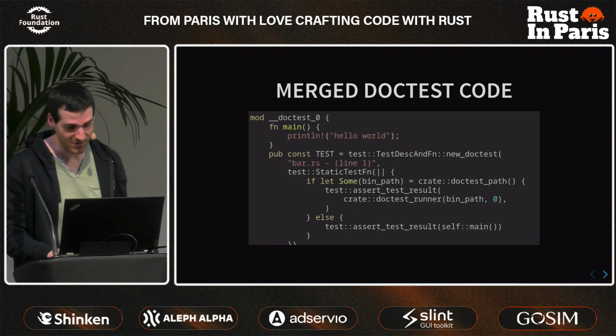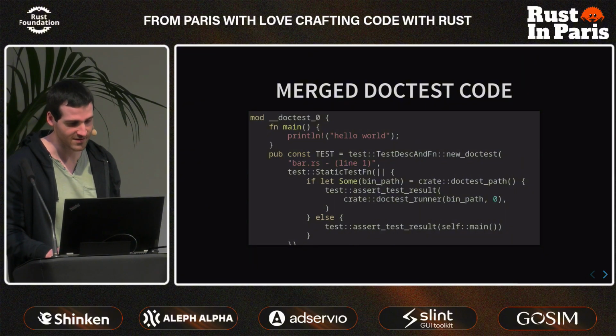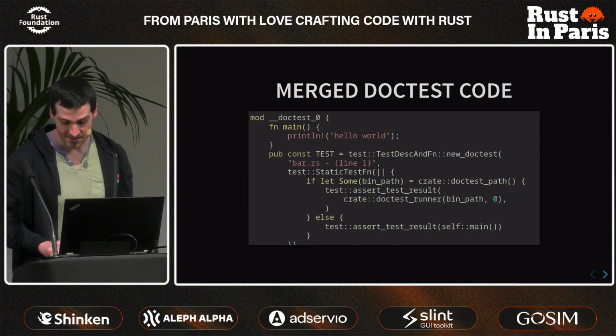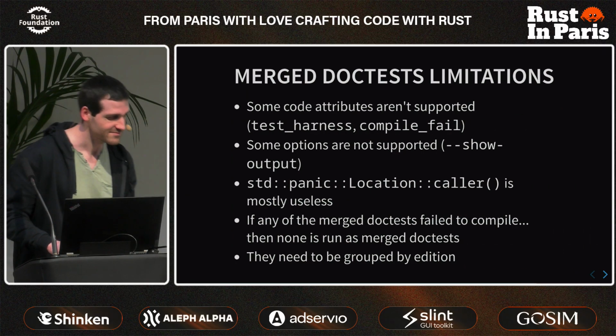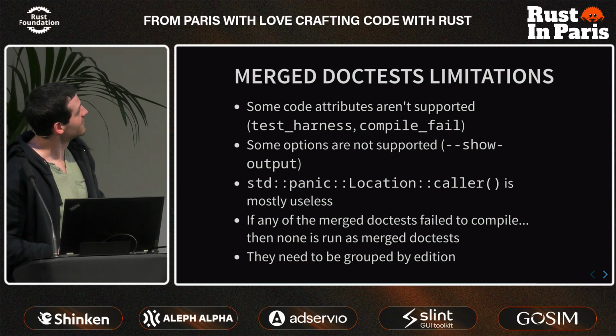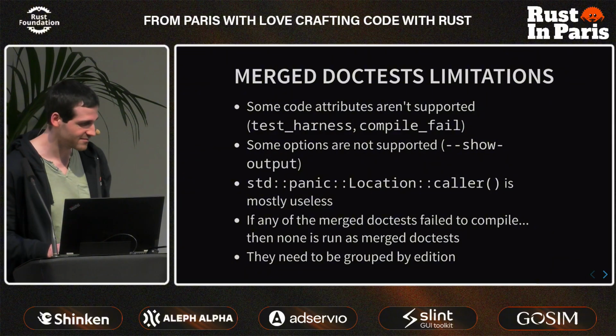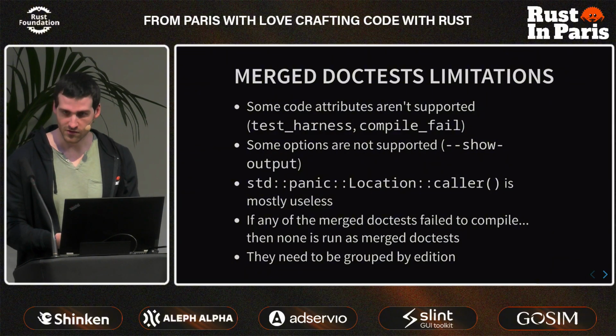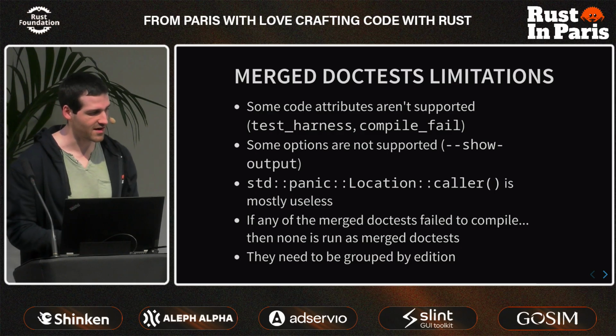So yeah, that was terrible. That forced me to learn new things I didn't want to know about. Anyway, you cannot do some things, and it's terrible. So, some limitations about the merged doctest, because there are. I mentioned that for the STD. For example, some code attributes on the doctest are not supported, like test_harness and compile_fail.